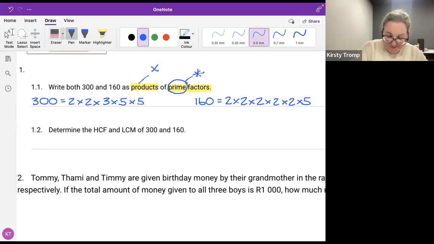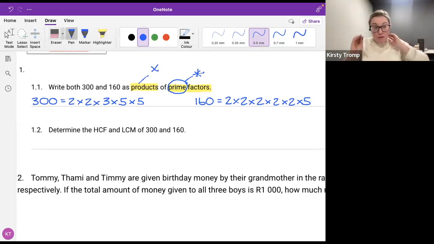Apparently, there's one 2 missing. 1, 2, 3, 4, 5. I got 5 2s altogether. Yeah, that's correct. Okay, cool. Thank you so much, Shedley.